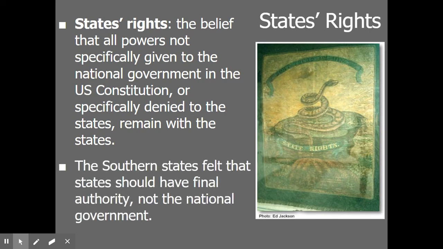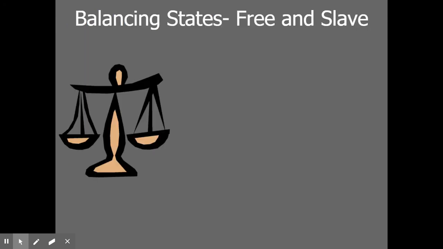And really, just fundamentally, the Southern states felt like the states should have the final authority, that the national government should not have the final authority, and that the final decision as to whether or not to follow a law should be with the states. All right. So let's get to the Balancing Act, because the Balancing Act is a big deal in Unit 5.